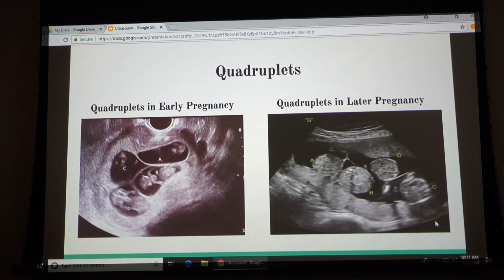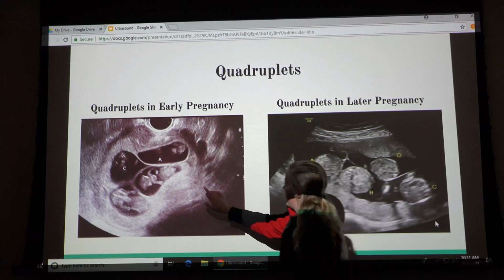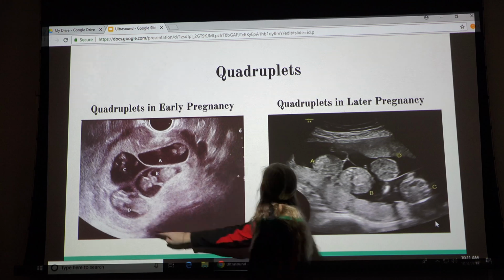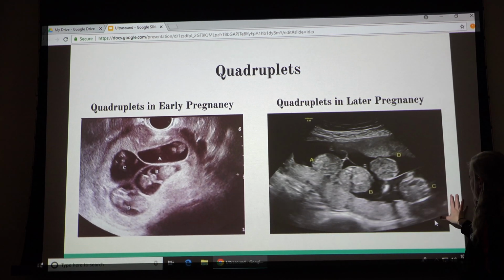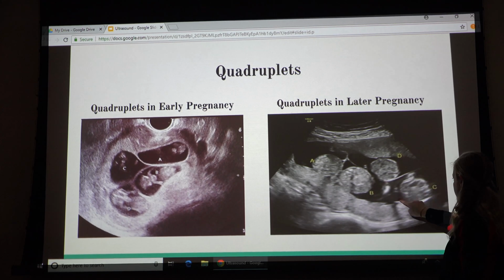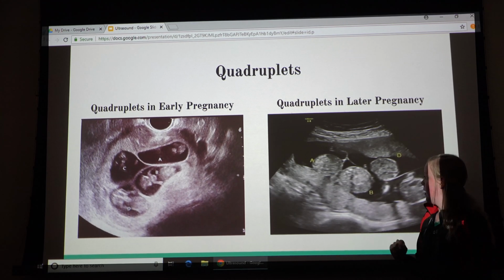And last is quadruplets. So again, we have the 4 gestational sacs with the embryos inside. And this is another view of all of them together, but you can still see the divide between their gestational sacs for not sharing a placenta.